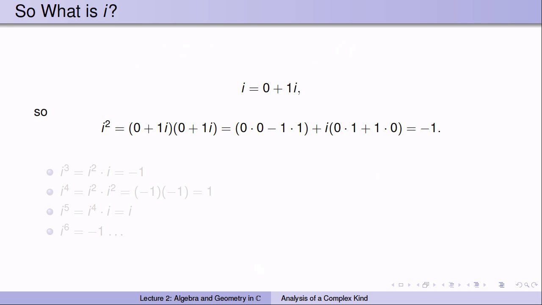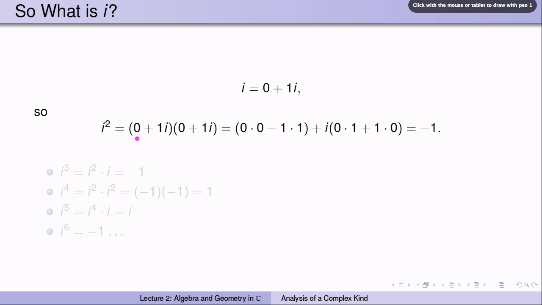Now what exactly is i, that number i? So far it's kind of just a symbol that's been sitting there. Well, i is certainly the same as 0 plus 1 times i. And so I can now calculate i squared, because i is 0 plus 1 times i, and the other i is also 0 plus 1 times i, and I can use the rule of multiplication that I just defined to find out what this is.